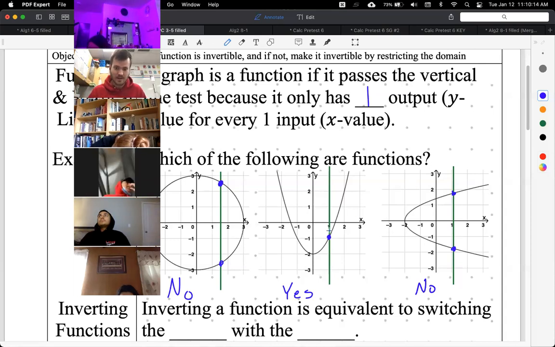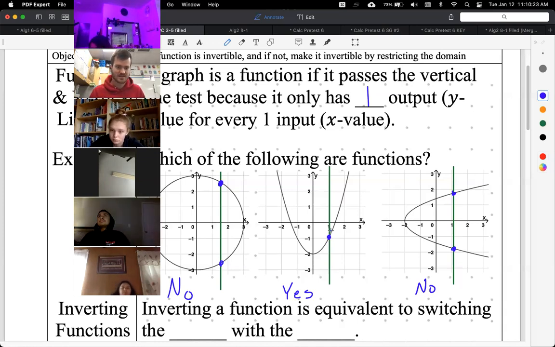Vertical line test can only touch the curve, the line, whatever it is, one time. Okay, it feels like I'm kicking a dead horse. That's a good thing because you have a solid understanding.